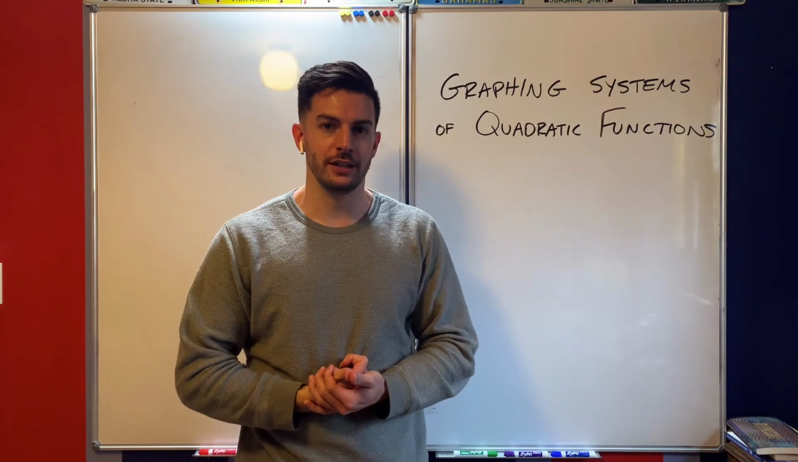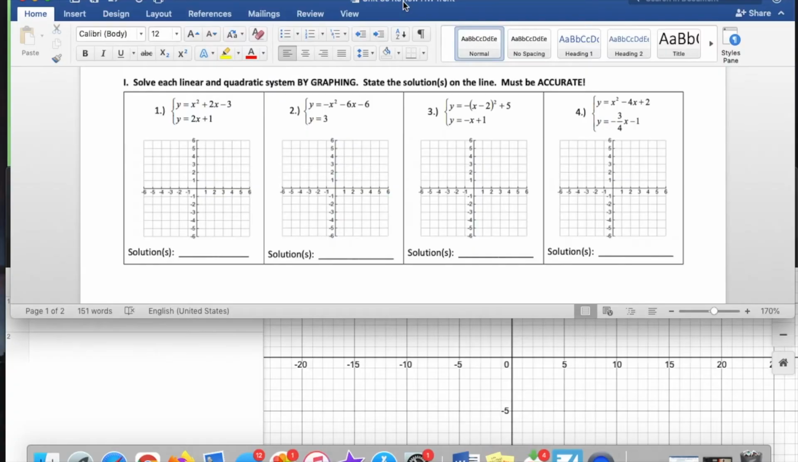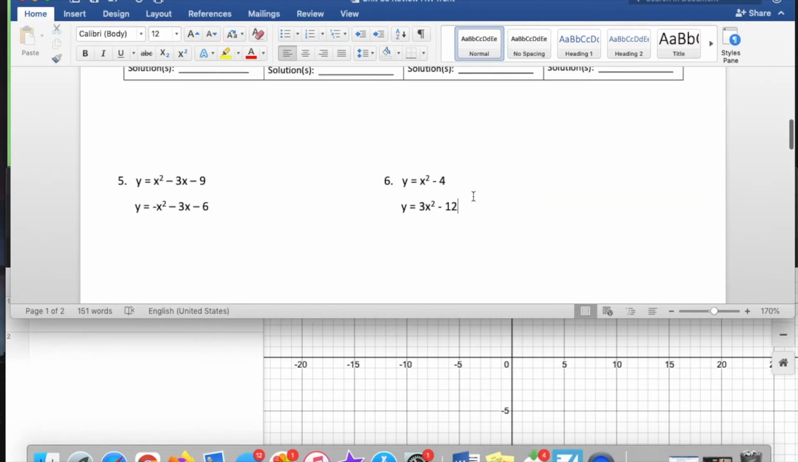Okay, so here we go in Desmos. Alrighty, everybody, we are here. We're going to do some quadratic systems. You can see some of these are a combination of quadratic and linear, and then I have a couple of just quadratics here.